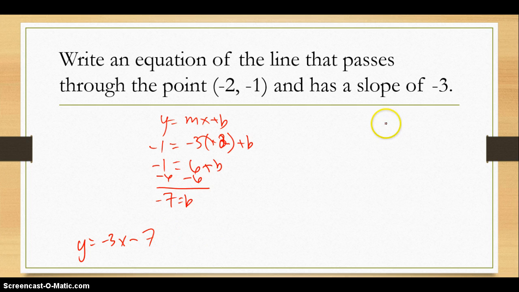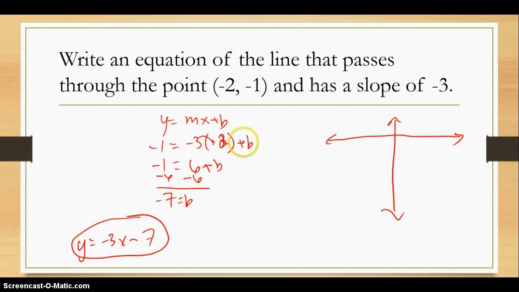Now, let me just show you a way that you could check your solution here, if you would like to. So let's say we're going to graph this now. Let's say I didn't give you the information above. I'm going to tell you to graph y equals -3x minus 7. So we know we would start at -7 here, because that's our b. And then we would go -3 over 1. That's our slope. So we know our line is going in this direction right here.